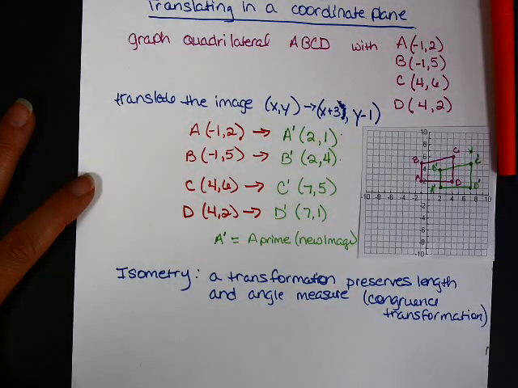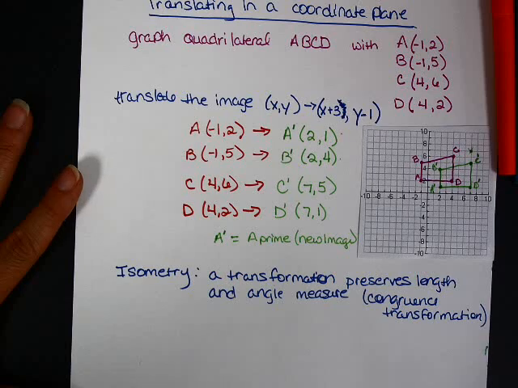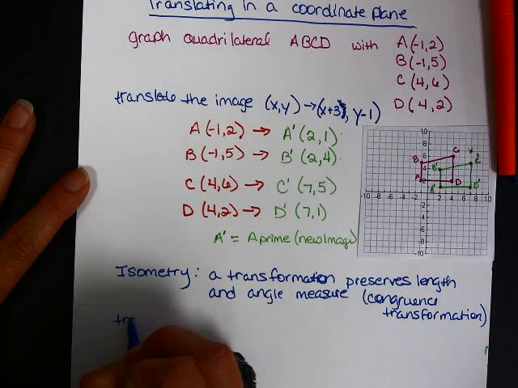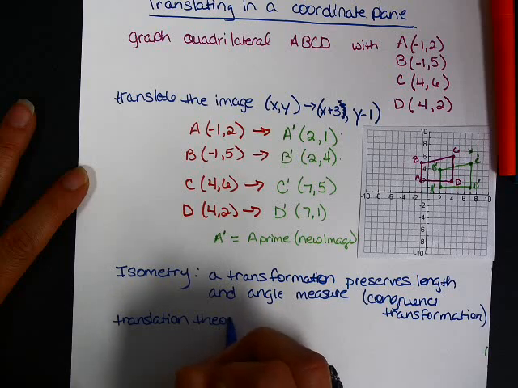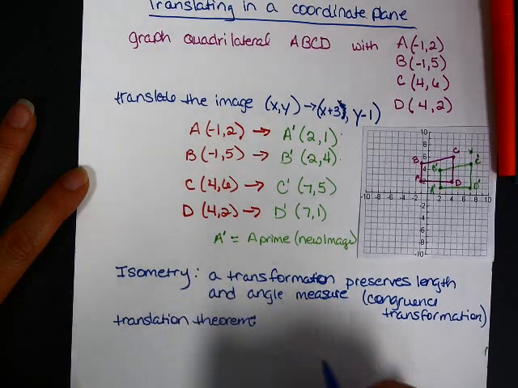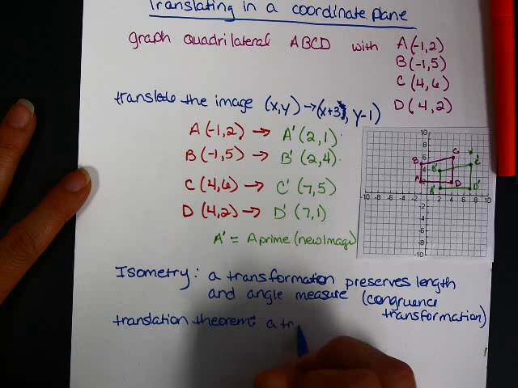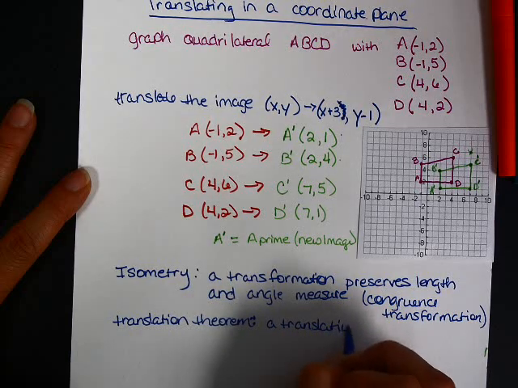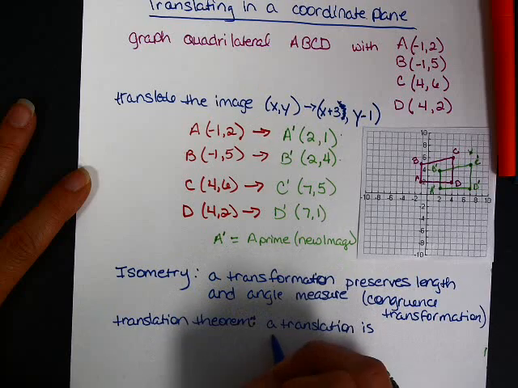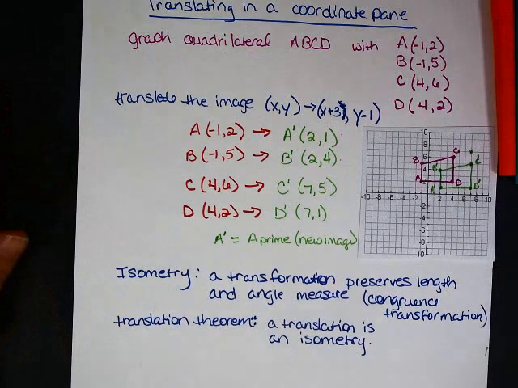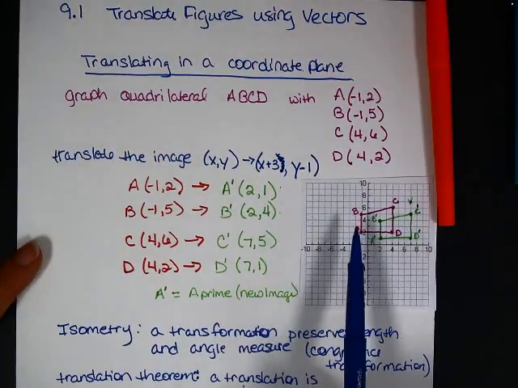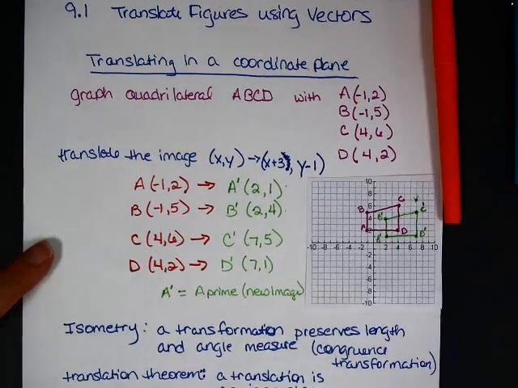Okay, the translation theorem. The translation theorem is simply that a translation is an isometry, simply because it's a congruent transformation. It doesn't change size, it doesn't change shape. It just slides and glides. It moves right on over.